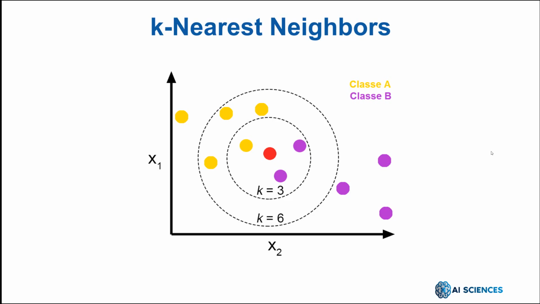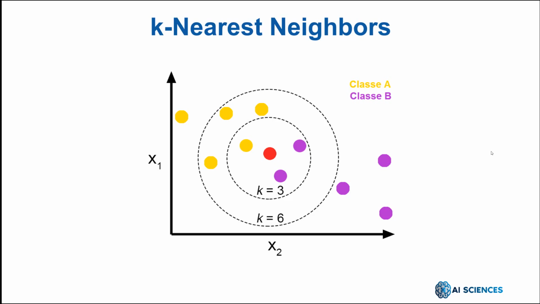The default value of K is 1, which means that the vanilla KNN model classifies the new data point according to the class of the nearest neighbor. The yellow and purple circles represent the data points from the training dataset, and we want to predict the class for the red data point. If the value of K is set to 3, then the model will check the 3 nearest data points, inner circle, and then classify the red data point.